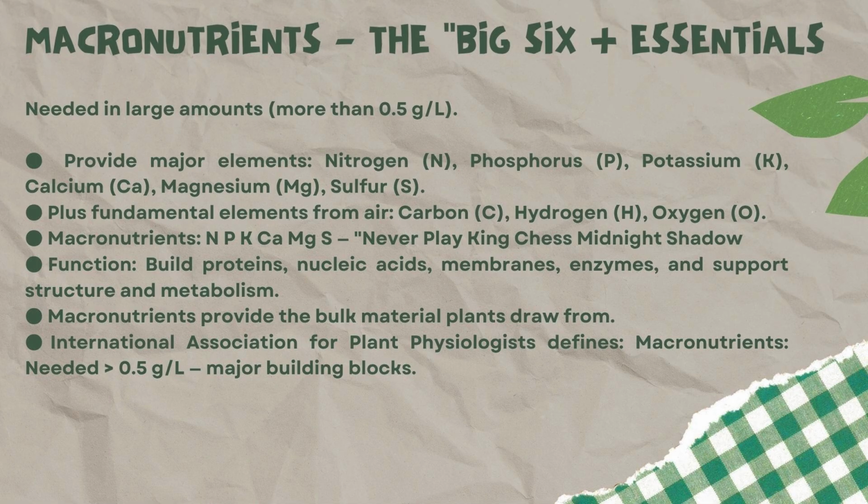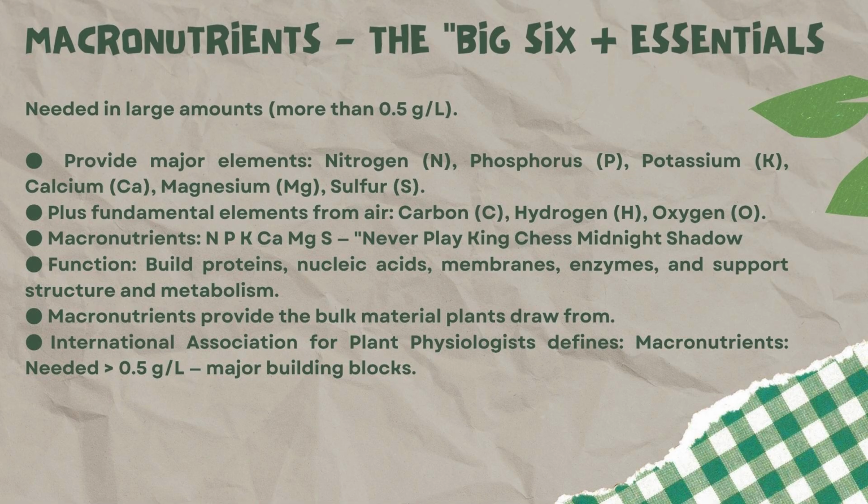Quick tip for remembering the big six, just think: never play king chess midnight shadow. N for nitrogen, P for phosphorus, K for potassium and like that. Now what do these nutrients do? They are essential for making up proteins, nucleic acids, cell membranes, vital enzymes and building up plant structure and metabolism. Basically, they are the bulk material that every plant cell draws from to thrive and multiply in your culture media.